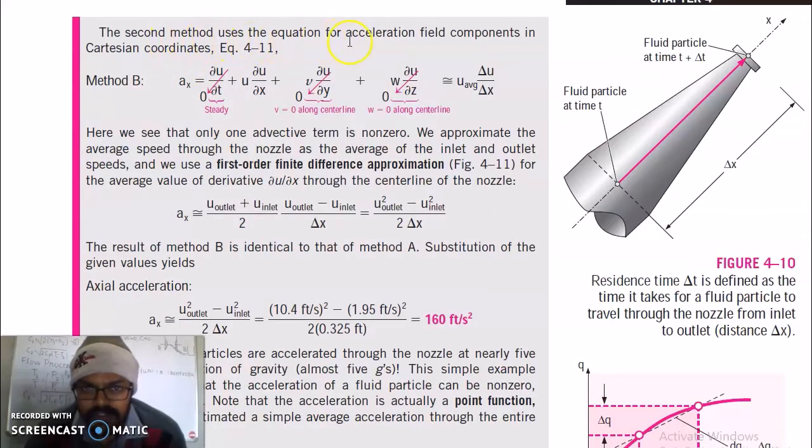The second method uses the equation for acceleration field components in Cartesian coordinates. So this is the equation for Cartesian coordinates. This component is 0 because it is steady. This component is 0 because the flow is in the x direction. The z direction component is 0. So this will become U average into del u by del x. Now U average we have already calculated: it is inlet plus outlet divided by 2. And del u is equal to the difference of outlet and inlet. When you solve, this is your acceleration. So acceleration in this case is 160 feet per second squared.